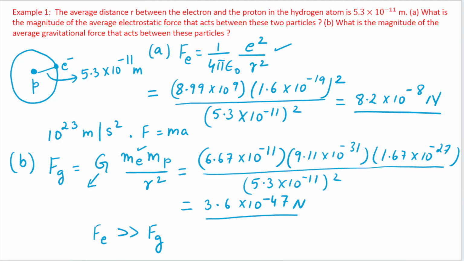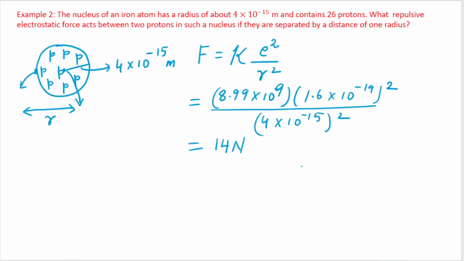It is instructive to compare the force of attraction between a proton and an electron, which has been worked out in example 1, to the force of repulsion that exists between the two protons inside a nucleus. It is almost 10 to the power 9 times the force of attraction between a proton and an electron in an atom.